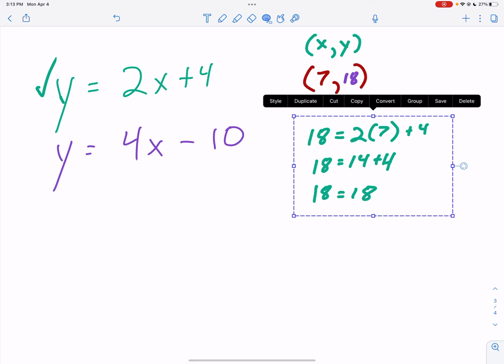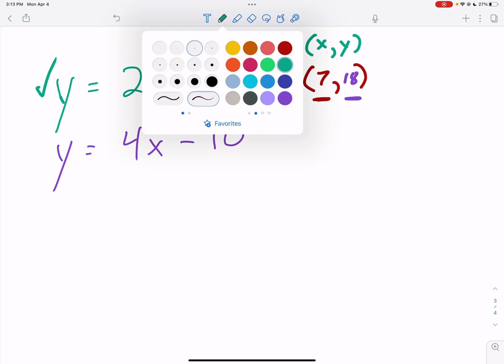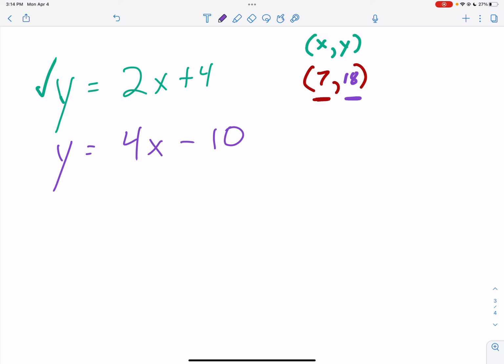Okay. Let's try it on the other one. This is where it gets kind of hairy. So y is allegedly equal to 18. And it's 4 times 7, because that's what my x is equal to, minus 10. 18 equals 4 times 7 is 28, minus 10 is 18 equals 18. Whew. Oh, sigh of relief, everybody.